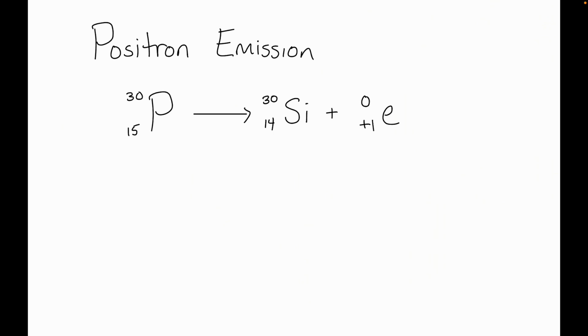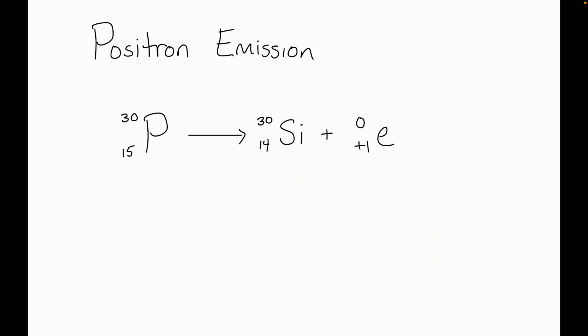This is not a proton, the positively charged particle we're used to. Otherwise that would have a mass number of 1. This is its own special thing. This is what's called a positron. So it's kind of the opposite of what we saw for beta decay. Here we have a proton being converted into a neutron and a positron.